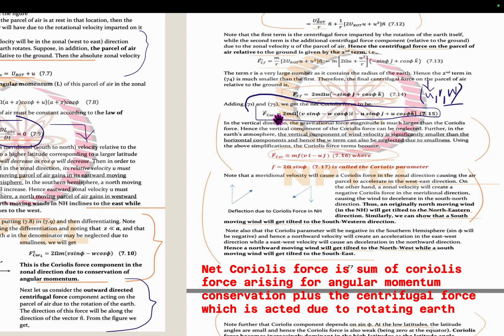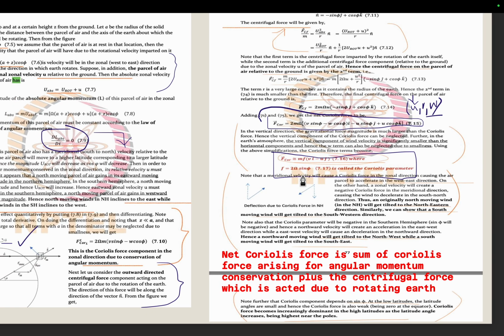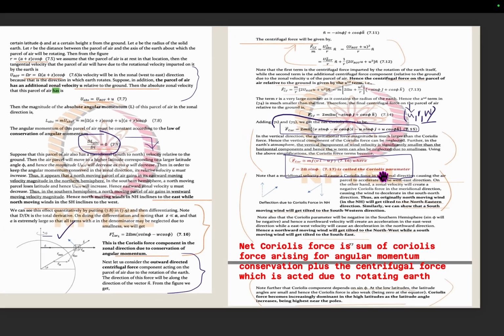So here you remain with 2mΩ V sin phi i cap minus U sin phi j cap. So the net Coriolis force becomes F Coriolis equals 2mΩ sin phi (V i cap minus U j cap). Here you can also write 2Ω sin phi as a parameter f, which is known as the Coriolis parameter.